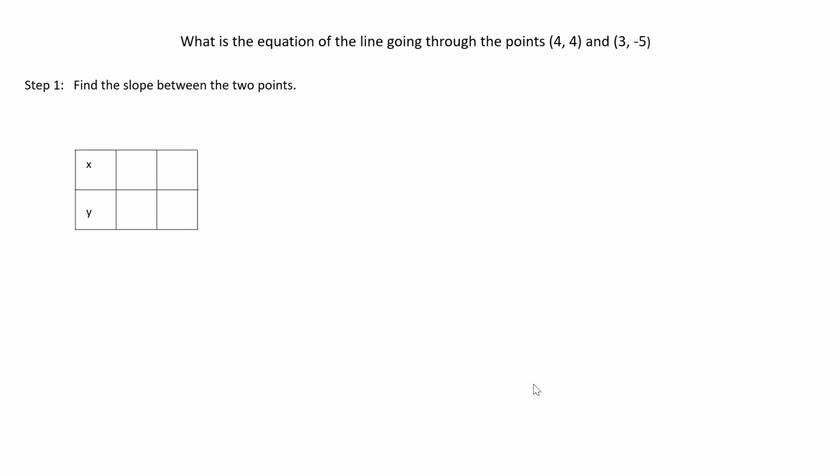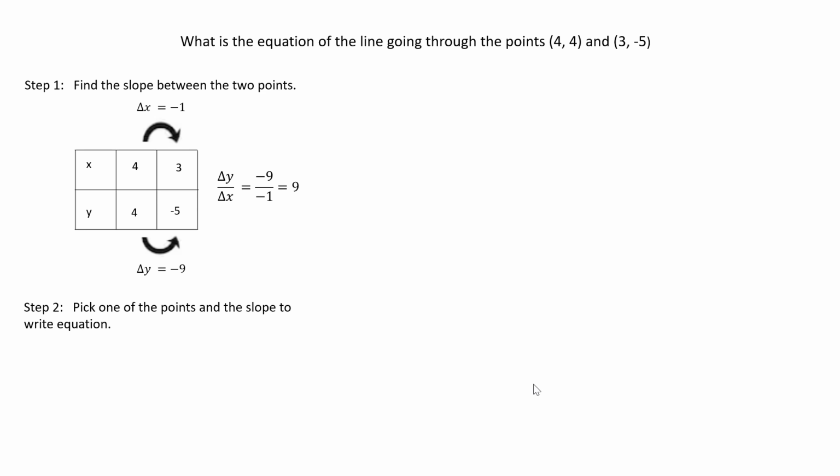Okay, let's try another one. It goes through the point (4, 4) and the point (3, negative 5). First thing I'm going to do is find the slope. So plug in my first point, which is (4, 4), and my second point, which is (3, negative 5). I'm going to find my delta y. That goes down 9 spaces from 4 to negative 5. That's a decrease of 9. My delta x, or how I'm changing in the left to right direction, is negative 1. My slope is negative 9 over negative 1. That reduces to 9.